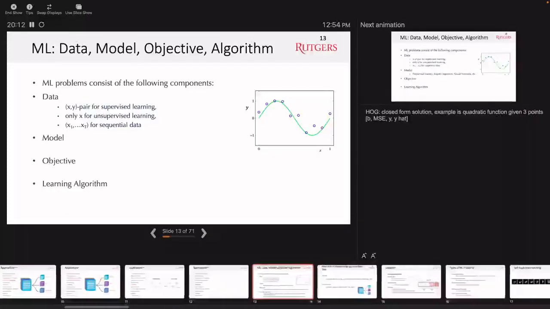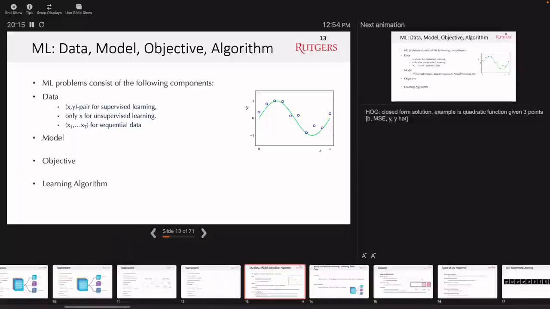There's also sequential data. You can think of sequential data as a time series, for example, the stock price over the past few months. Usually, you would want to use past data to predict future data. But it's less clear what is x and what is y, so we separate it as a special case. It's different from supervised and unsupervised learning. Okay, so this is data.